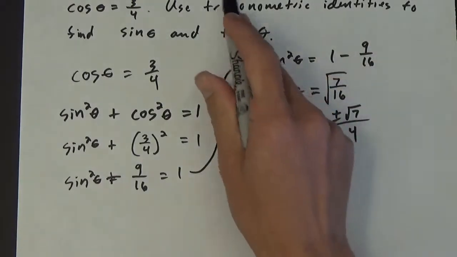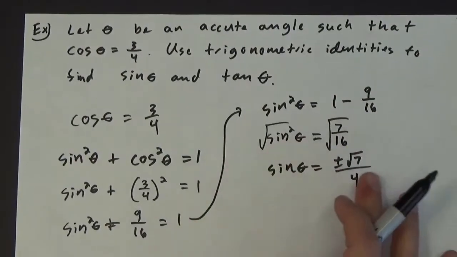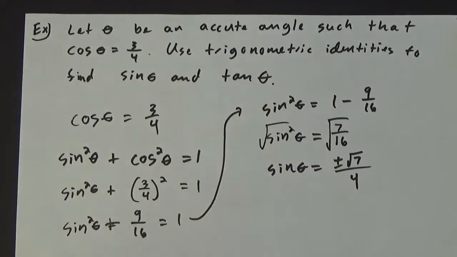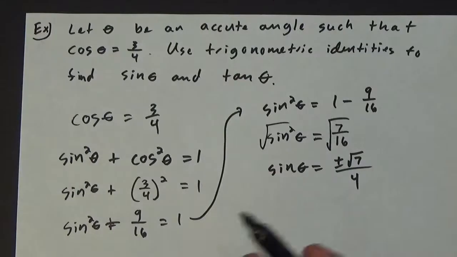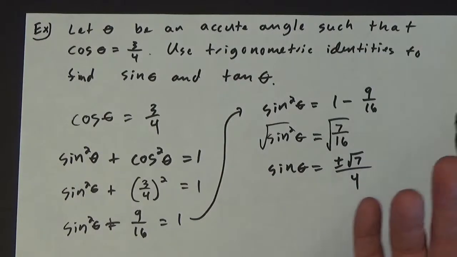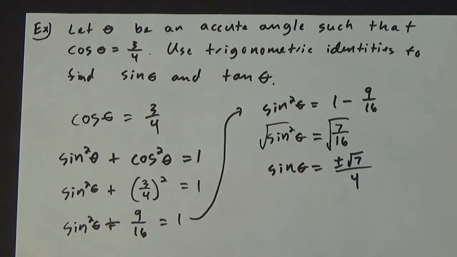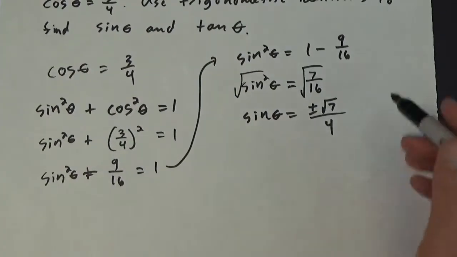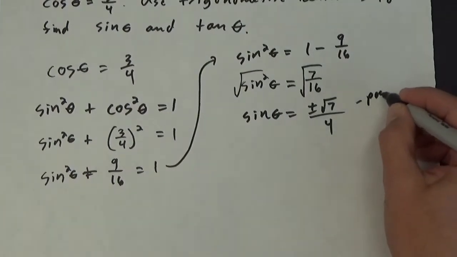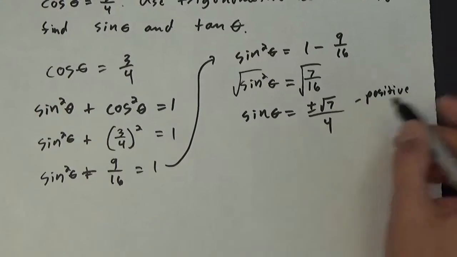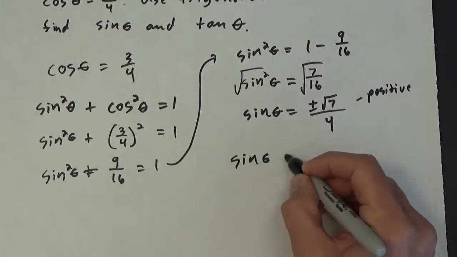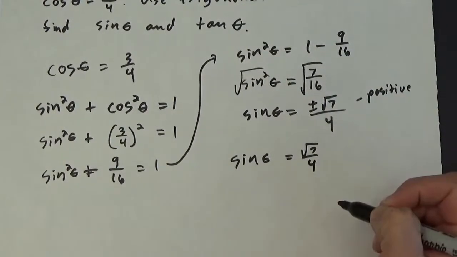Now, because of the acute angle, again, in future videos we'll look more closely at whether it's plus or minus, but because it's an acute angle, it has to be positive. Basically, it's in quadrant 1. And so we know it's positive. So that means the sine of theta is the square root of 7 over 4.